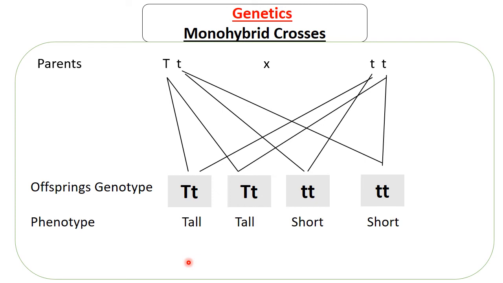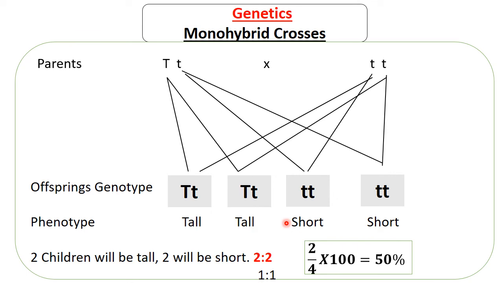I'm going to show that. Then the phenotypic ratio is, we're going to have 2 who are tall and 2 who are short. So 2 children will be tall, 2 will be short. The ratio is 2 to 2, which you can express as 1 to 1, or 50% of the children are going to be tall and 50% are going to be short. To get the percentage, for example, for the percentage of children who are going to be tall, you take 2 children out of the total 4 times 100, which is 50%.